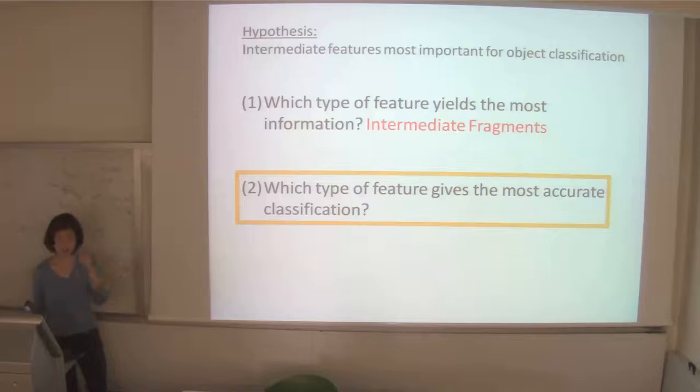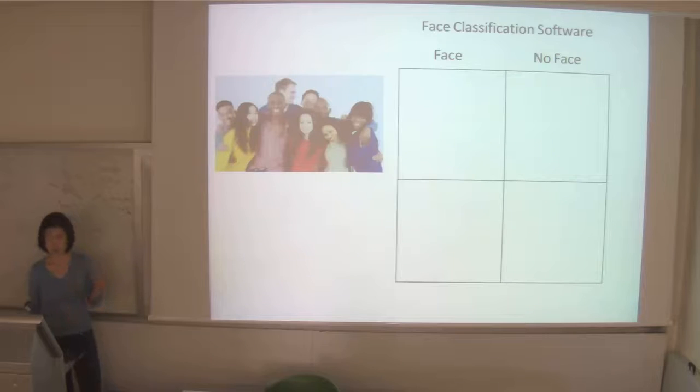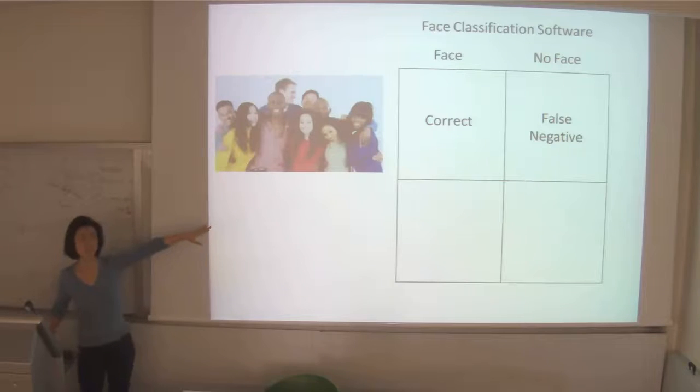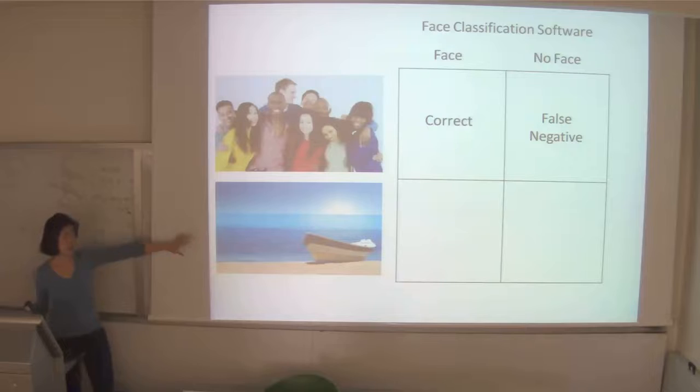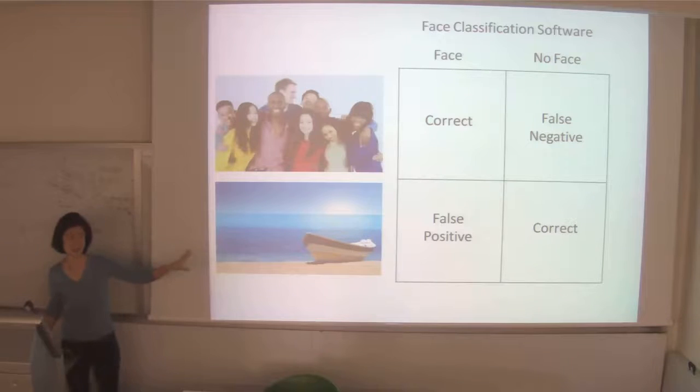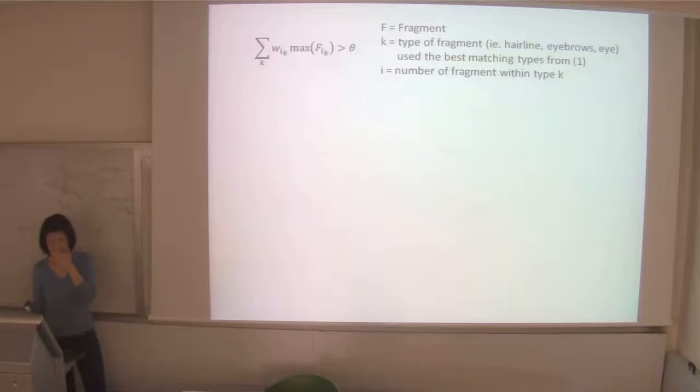And now they can ask the second question: which type of feature gives the most accurate classification? So when you're classifying a picture, say you have a picture and your classification software. If there's a face and you say there's a face, then you're correct. If there's a face and you say there's no face, then it's a false negative. Now say your picture has no face and you say there is a face, then it's a false positive. And if there's no face and you say there's no face, then you're correct. Keeping this in mind, they developed this algorithm.